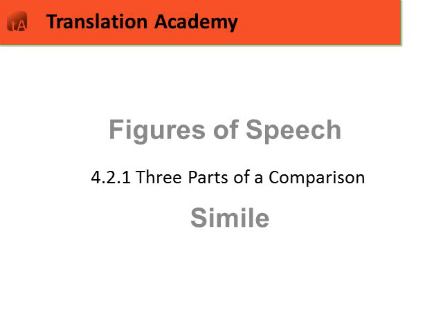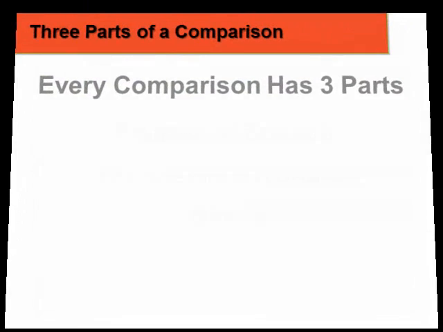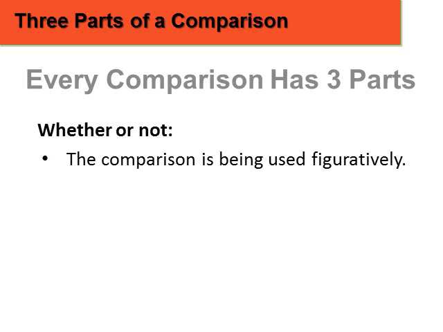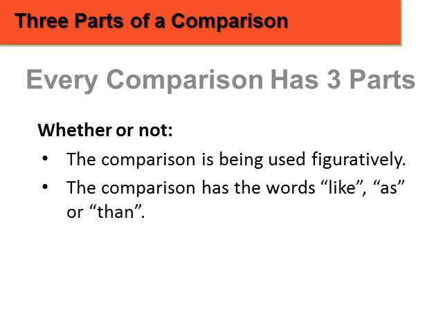Before continuing, it is recommended that you go through the 4.2 comparisons lesson and have a good understanding of what comparisons are. Every comparison has three parts. This is true whether or not the comparison is being used figuratively. It is also true whether or not the comparison has the words like, as, or than. It is also true whether or not all of these parts are stated.